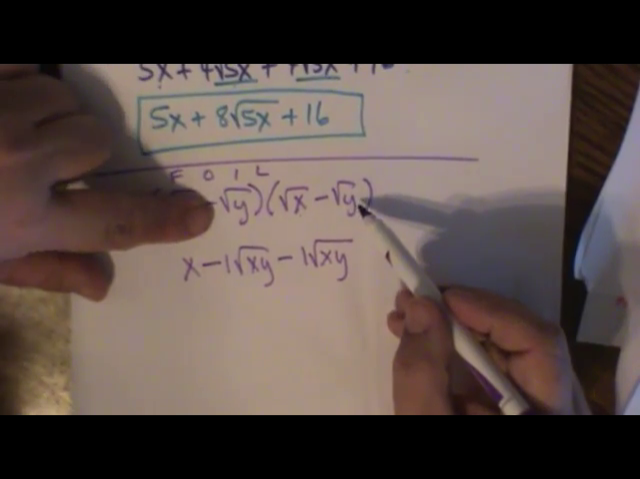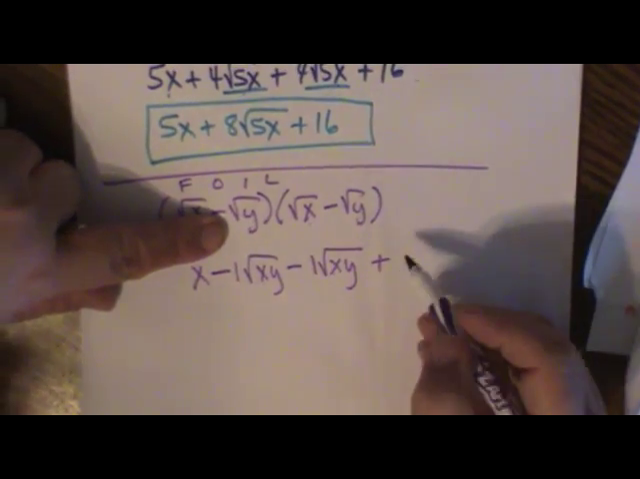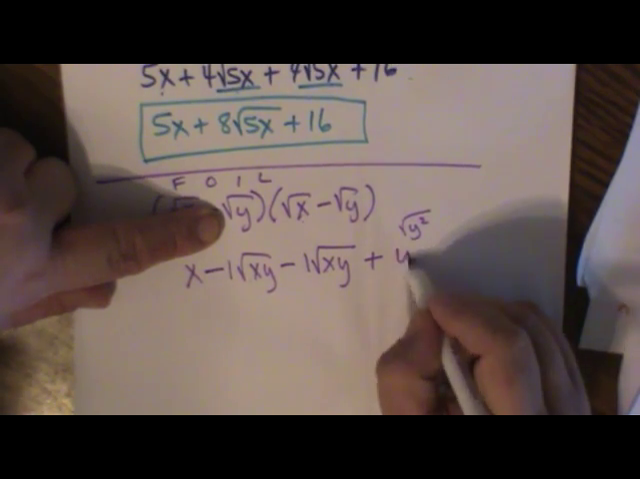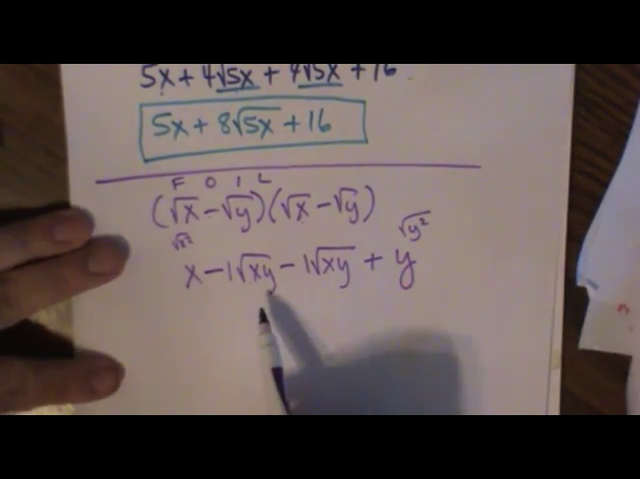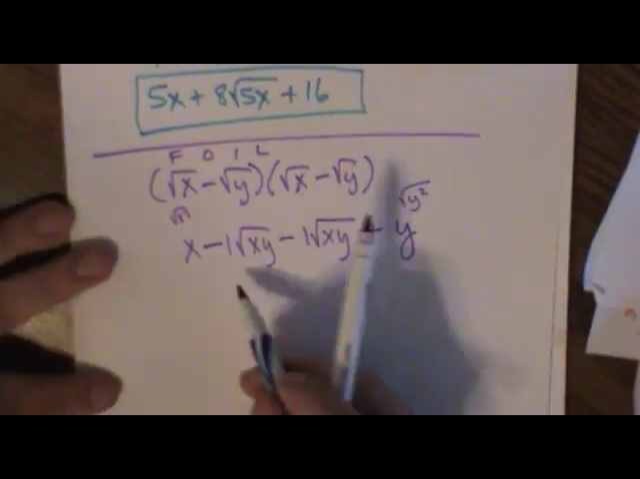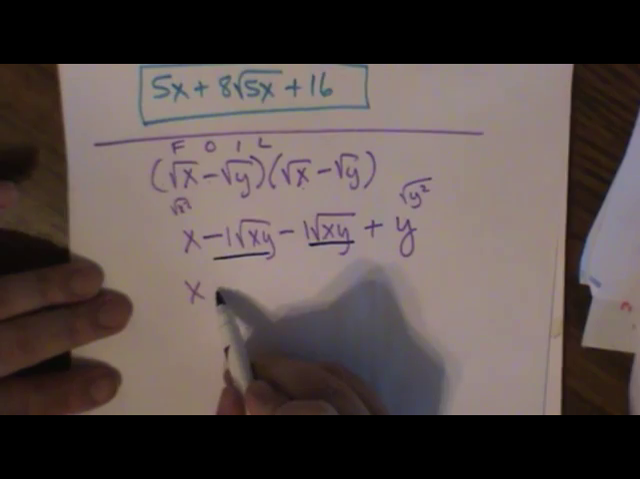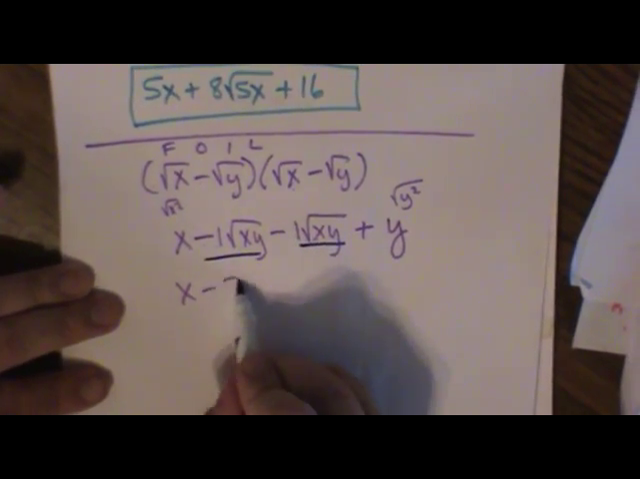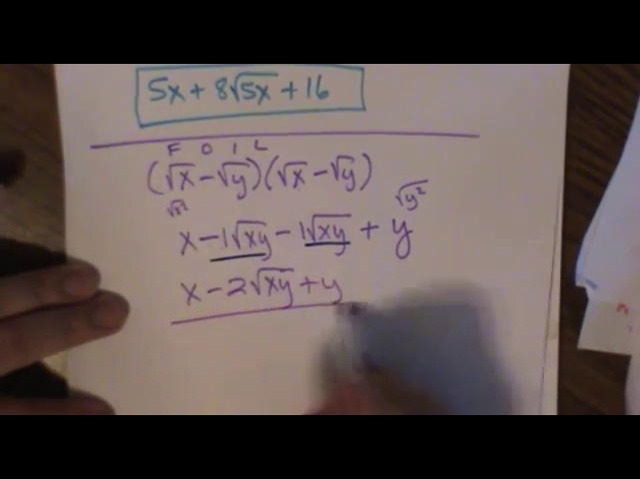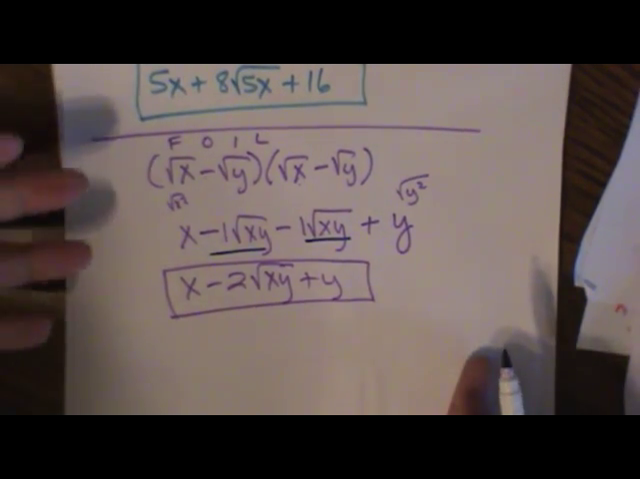Now going back, let's go ahead and do our last one. Negative times negative is positive. 1 times 1 is 1, but we have inside, we have y squared, taking the square root, of course we get just a y. Alright, now to finish off, we add our like terms, and like I pointed out earlier, those are like terms. So we have x, and we have 2 of these negatives now. And then plus y. And since all our like terms are together, there are no more like terms, we're done.